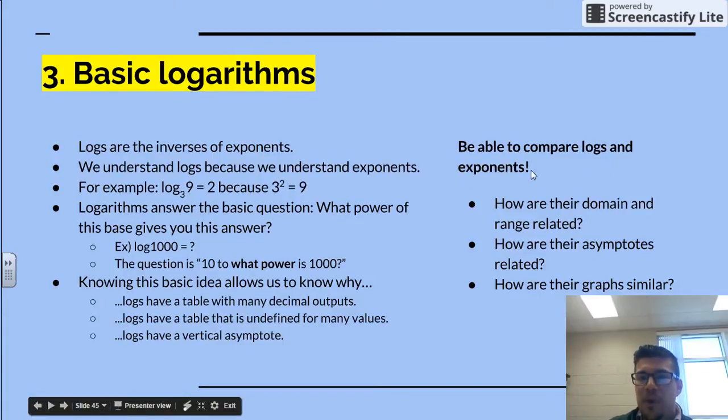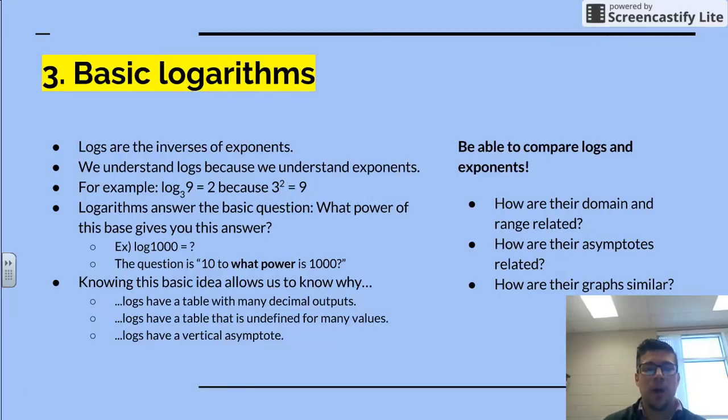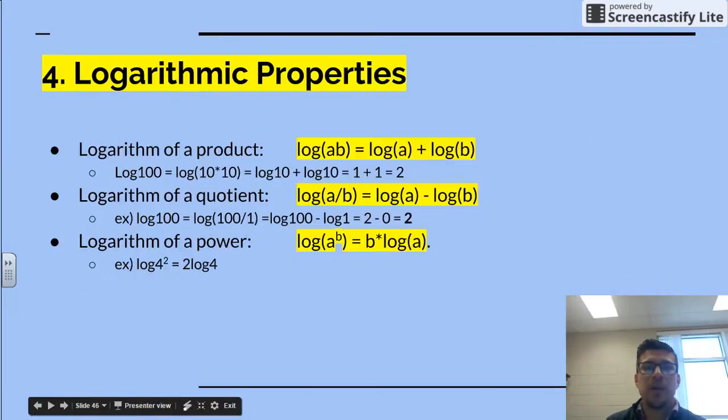All right. Please make sure that you're able to compare logs and exponents. Remember that their domain and range are flipped. While exponential functions have a horizontal asymptote, logarithmic functions have a vertical asymptote. All right. That they're pretty much similar in shape. They're inverses. Okay. Don't forget your log properties. There are 3 main log properties: the product property, quotient property, and power property.